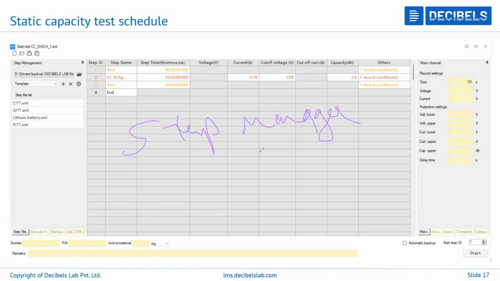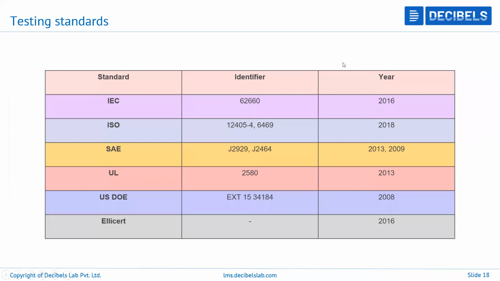This step manager helps you to give whatever kind of test you want. It really has not that much of a limitation, except for drive cycle. You can basically perform all other types of tests in this. So that is with respect to our machine and the Newware software.